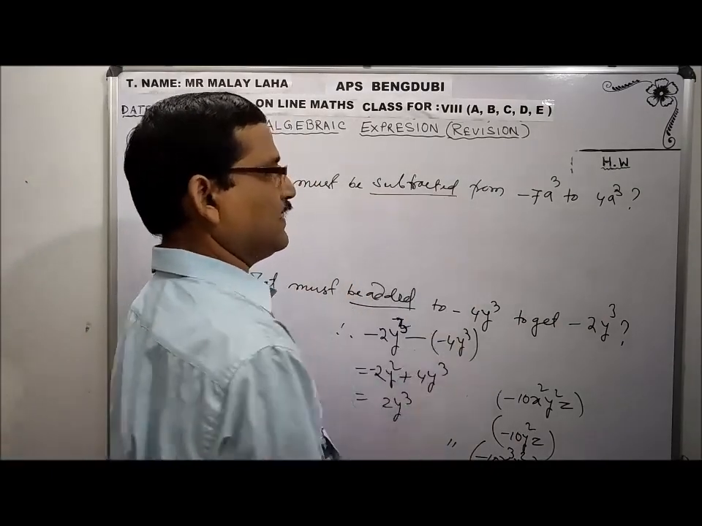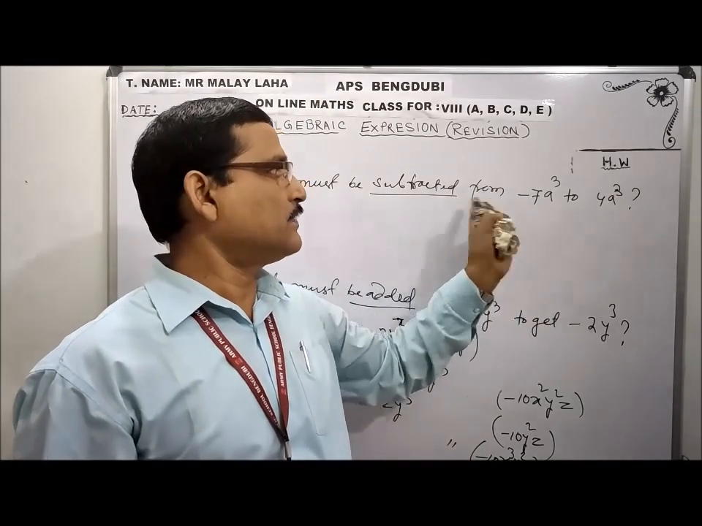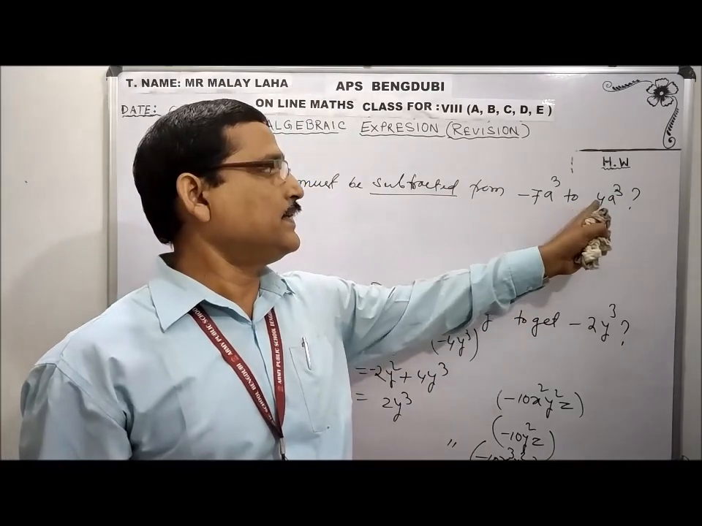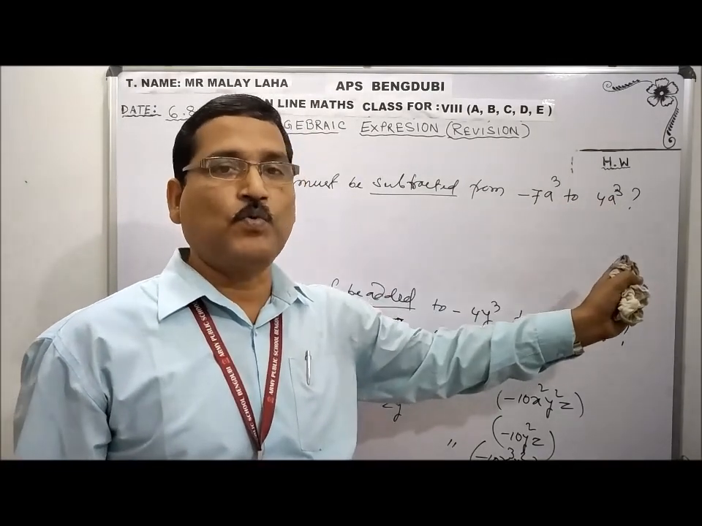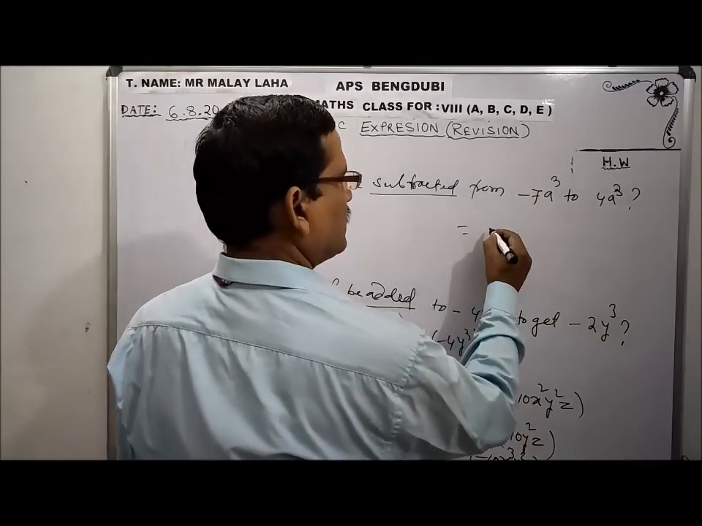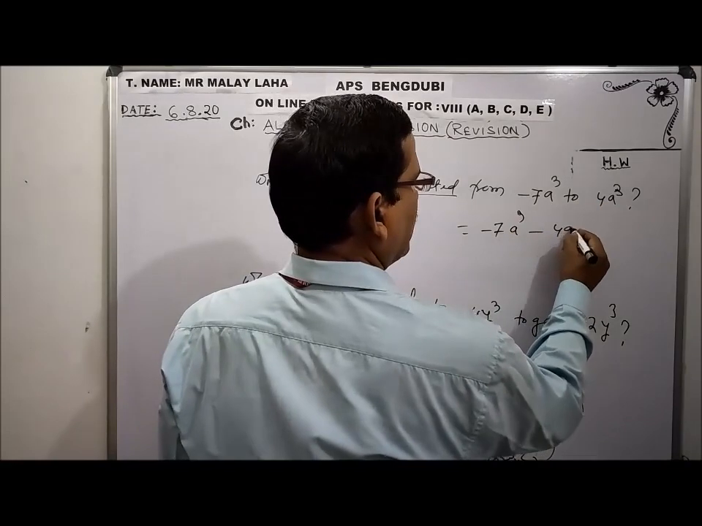What instruction is there? First is first, second is second, and "subtracted" means there will be a minus sign in between. After that, if this number is negative, you have to put it in a bracket, and if positive, no change. So what to do here? Minus 7a cube minus 4a cube.